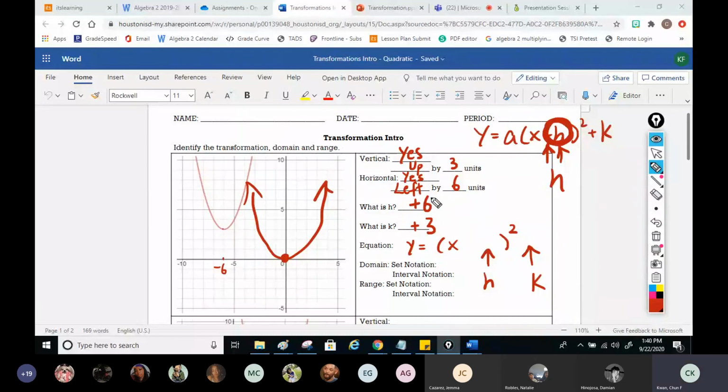All right, so the h is positive 6, positive 6. And then the k is going to be positive 3.